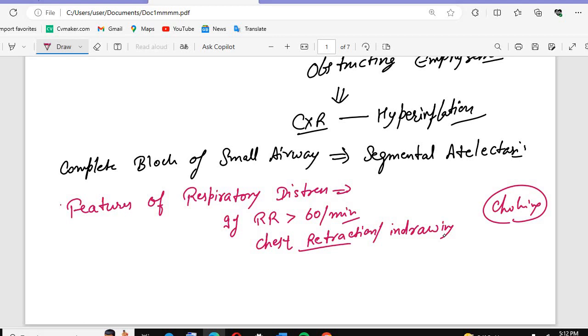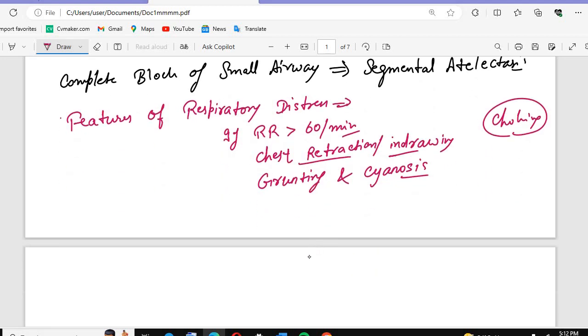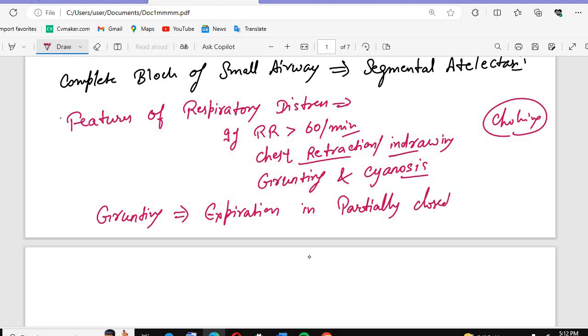And you can see in pneumonia also, as we studied, there is chest retraction or indrawing present. Along with that there is a sound in the baby, the grunting sound, and there will be cyanosis as well. Grunting and cyanosis will be there. So remember, we will be having grunting. What does grunting mean? If we have expiration with a partially closed glottis, that is what grunting means.